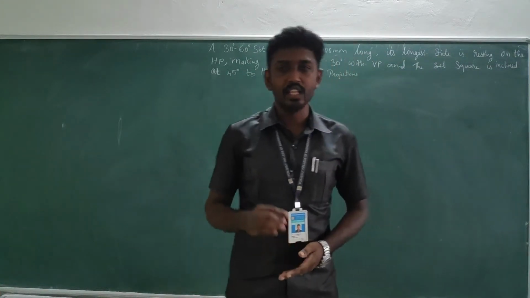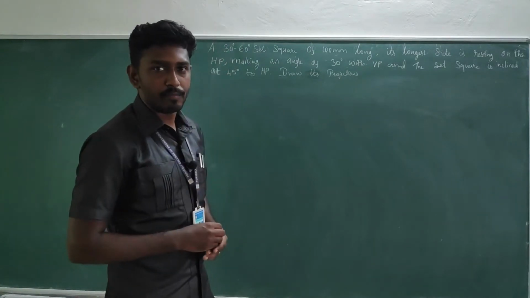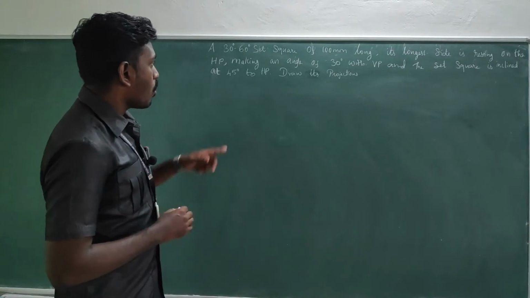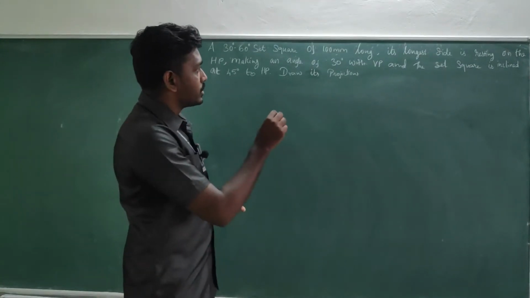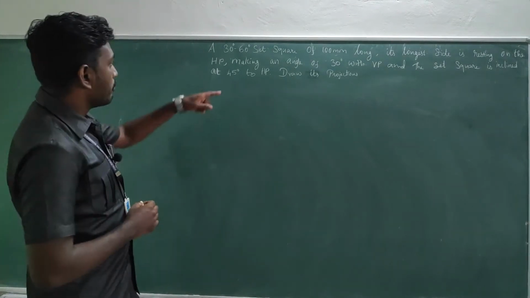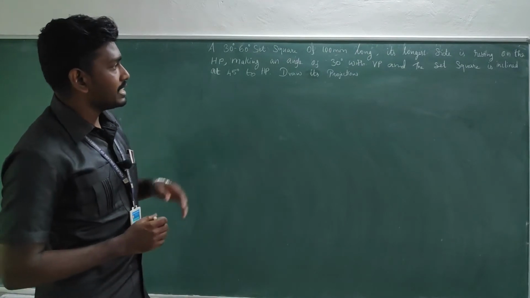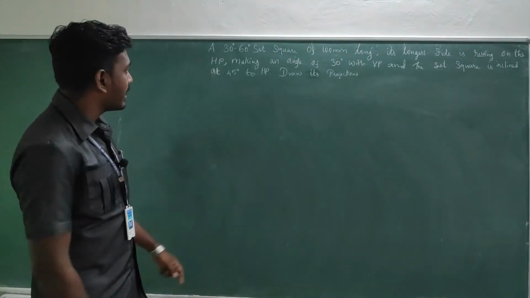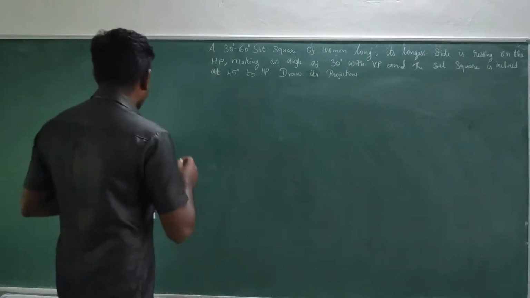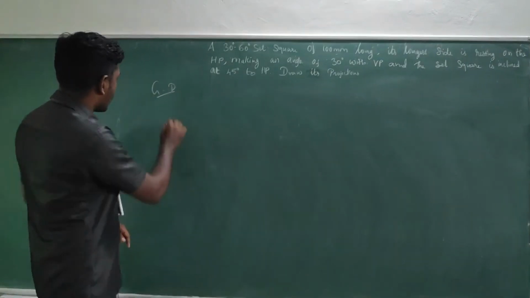Welcome students. In this video lecture, I will solve one of the questions from projections of plane. A 30-60 degree set square of 100 mm long, its longest side is resting on the HP, making an angle of 30 degree with VP. And the set square is inclined at 45 degree to HP. Draw its projection.